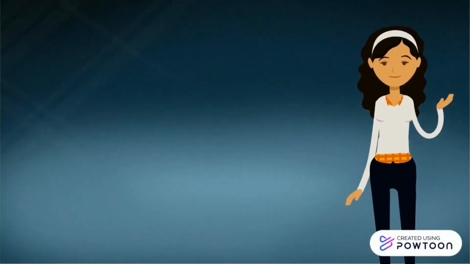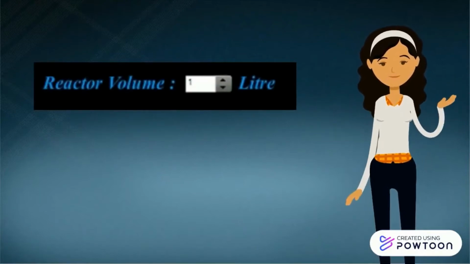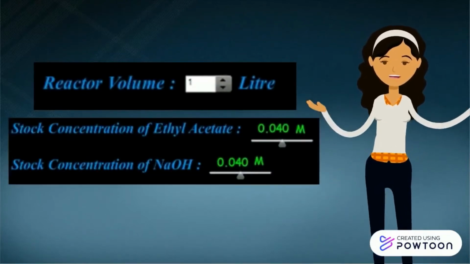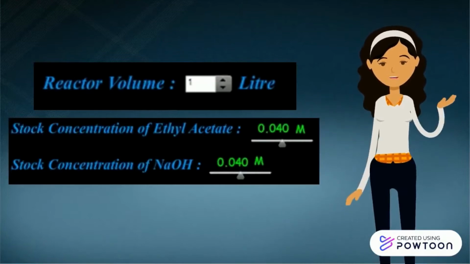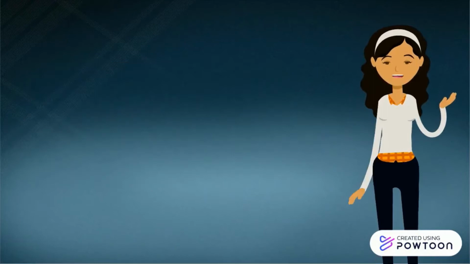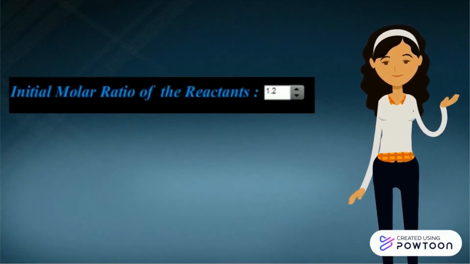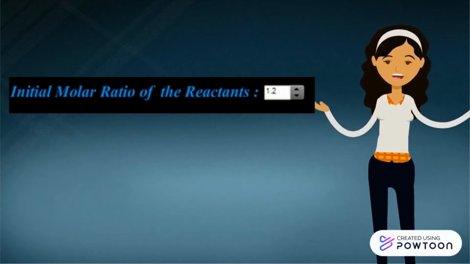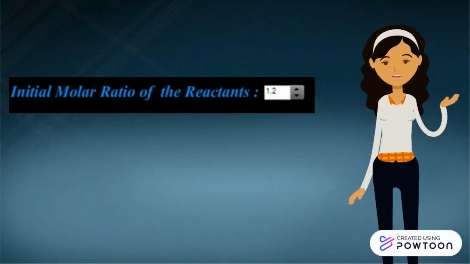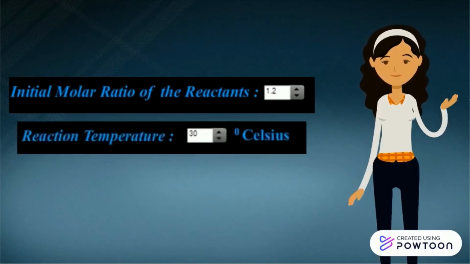For the virtual setup, the volume of the reactor was set to 1 liter, and the stock concentrations of both ethyl acetate and sodium hydroxide were set to 0.040 M. Based on the initial molar ratio of the reactants, the volumes of the sodium hydroxide and ethyl acetate were calculated. The conductivity was noted for varying temperature of each initial molar ratio of the reactants.